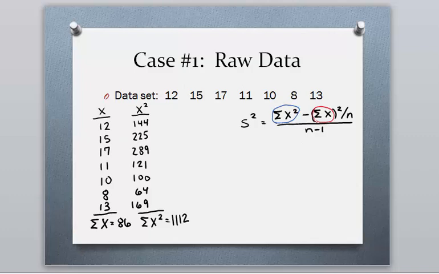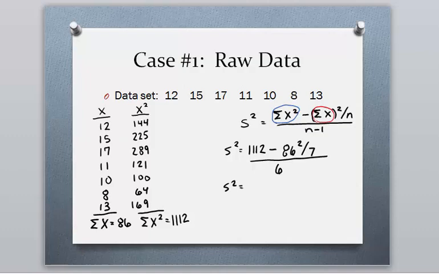Okay, so now we're going to plug into our formula, keeping in mind that the larger sum is always going to go first. So we're going to put in the 1112. We're going to subtract the smaller sum, which is the one I circled in red, at 86. We're going to square that. We're going to divide by the number of values, which for us is 7. And then on the bottom, we're going to divide by n minus 1, which would be 7 minus 1, which would be 6.